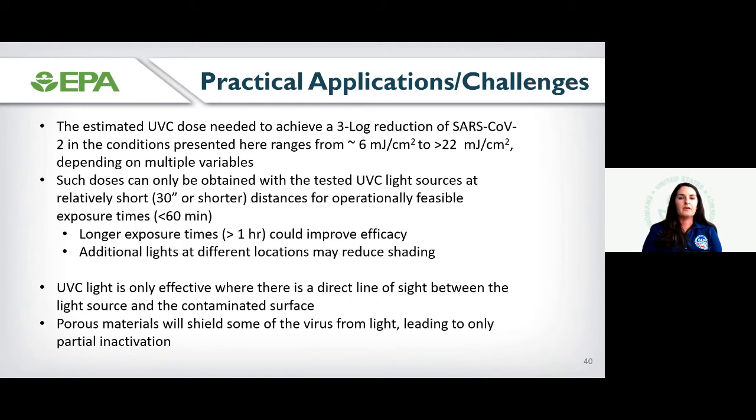We saw that for the operational conditions, or the timing that these lights were intended to be used in the field or in rail cars or in office buildings, so generally speaking, they're intended to be deployed for, say, less than an hour. If those are the durations for exposure, we found that the UVC dose that is necessary to achieve any sort of effective inactivation can only be achieved at relatively short distances, so say about 30 inches or shorter.